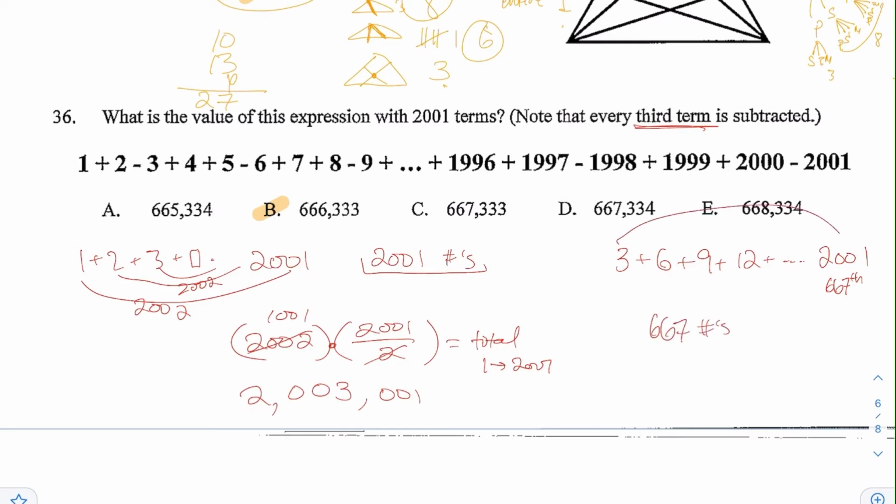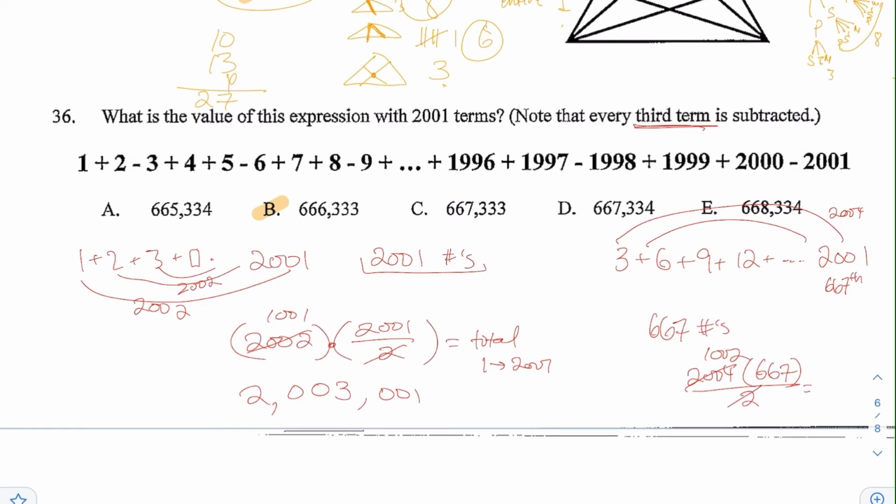And again, you do the pairing. This time each of the pairs adds up to 2004. So you have 2004 times 667 divided by 2. And that's 1002 times 667. So this is equal to 668,334. So that's just the negative terms.